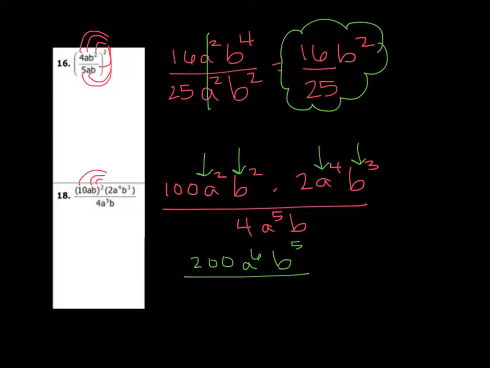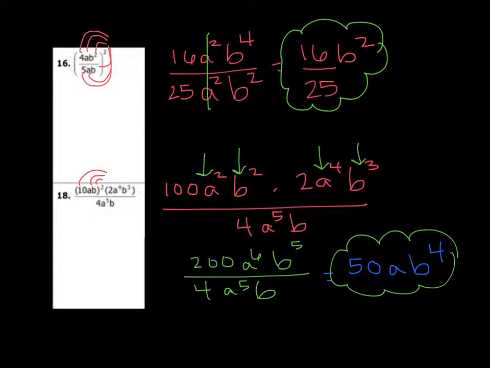Now I still have this denominator I have to deal with, so I have a 4a to the fifth, b. So now I can divide. 200 divided by 4 is 50. A to the sixth divided by a to the fifth. So you keep your base, subtract your exponents. 6 minus 5 is 1. Then b to the fifth divided by b, keep the base, subtract your exponents. 5 minus 1 is 4. And this would be my simplified answer.